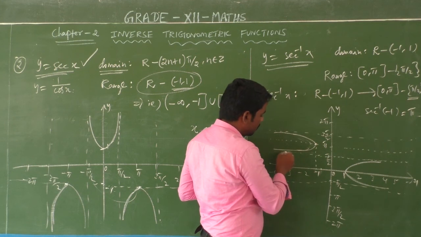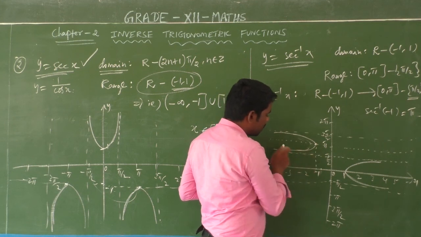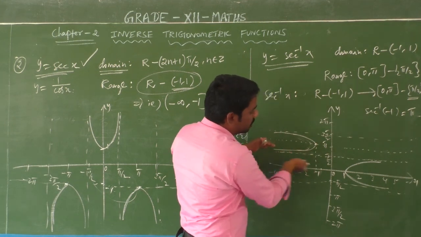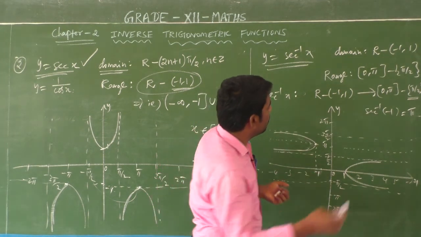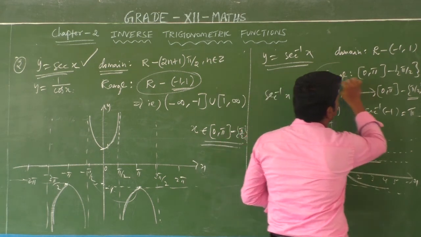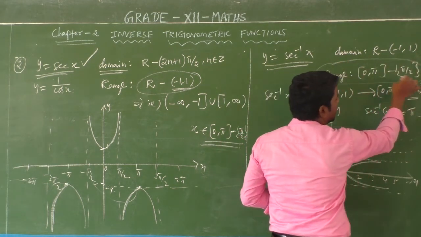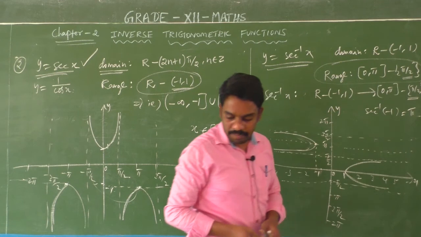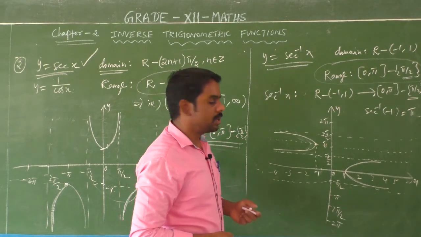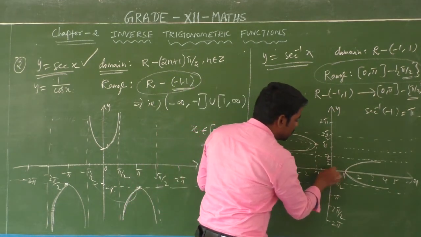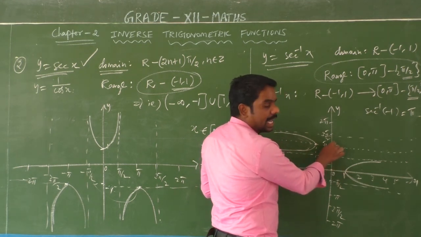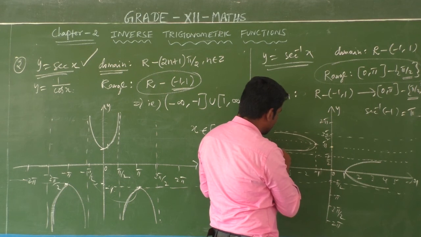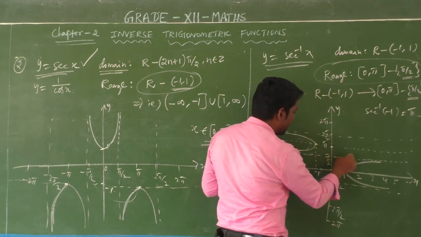So this curve does not touch the line y equal to pi by 2. So the range of this function is 0 comma pi except pi by 2. This is 0 to pi, so this is the range limit, except pi by 2. This line is pi by 2.